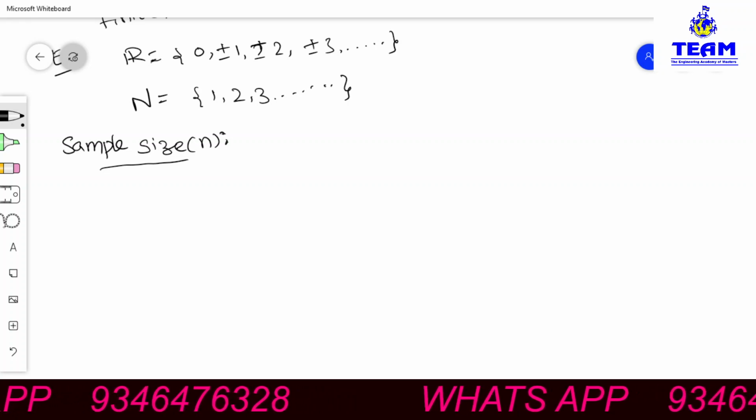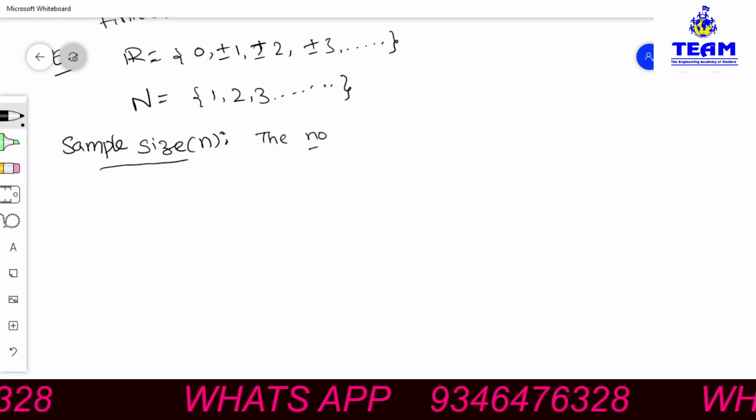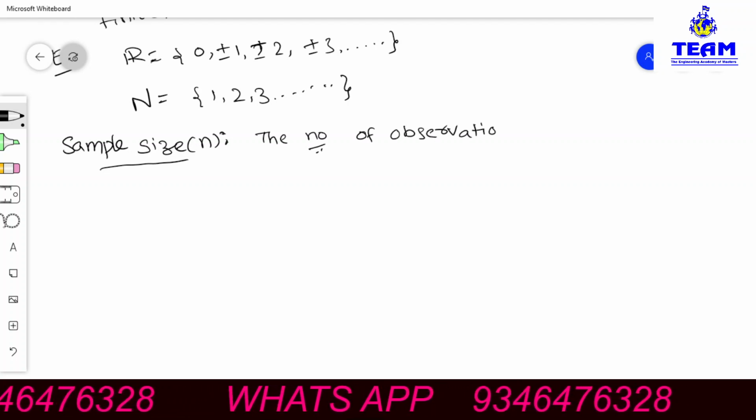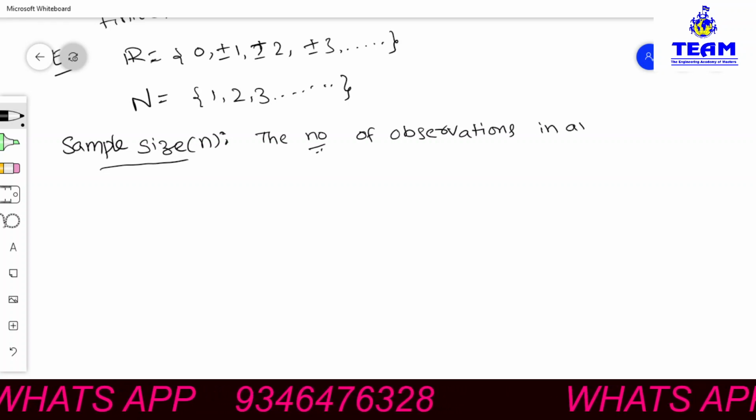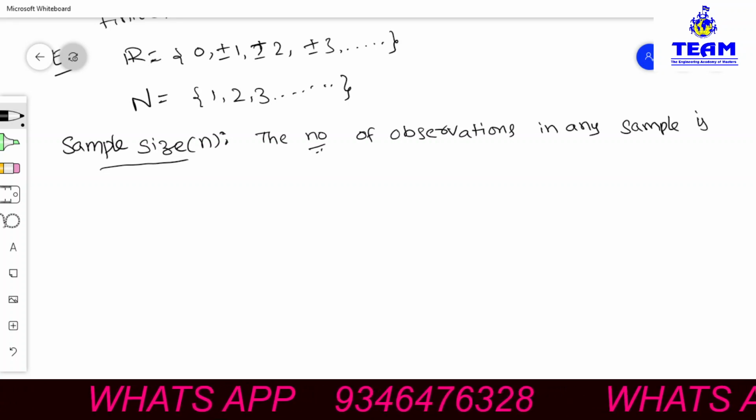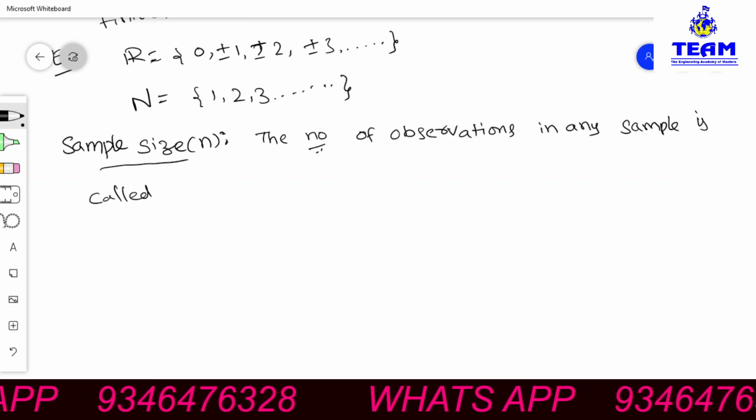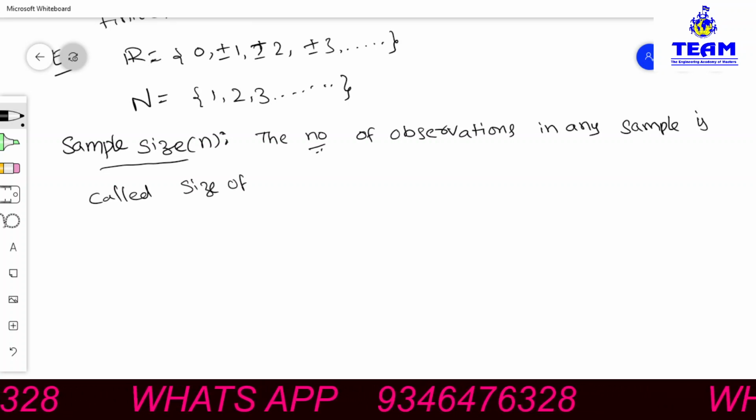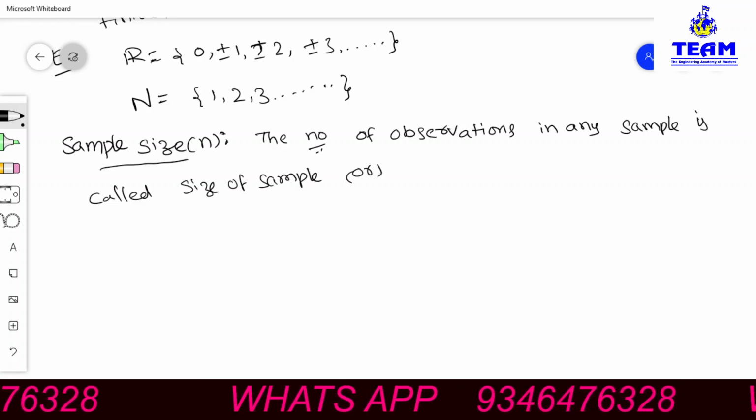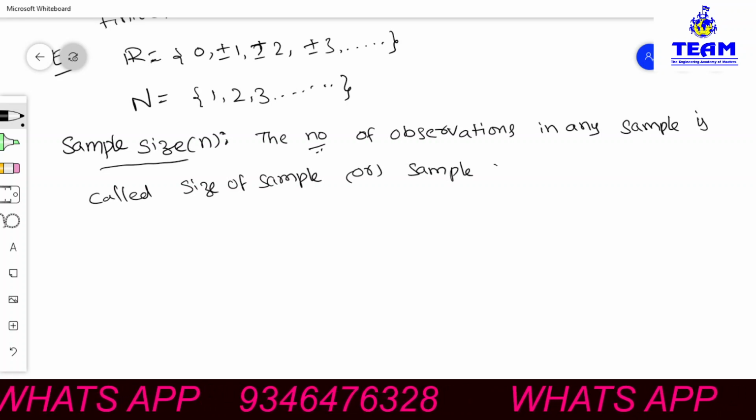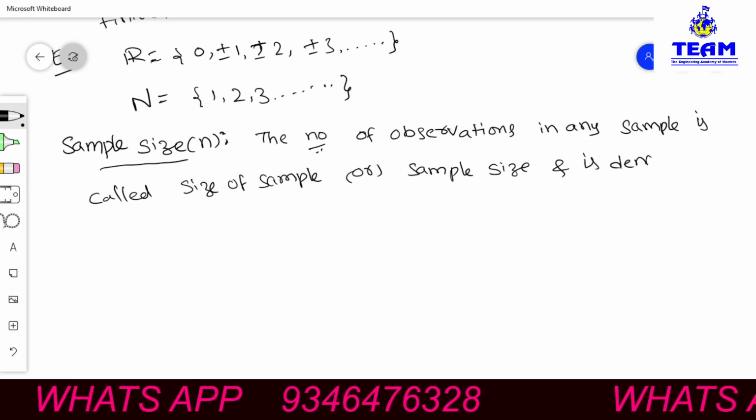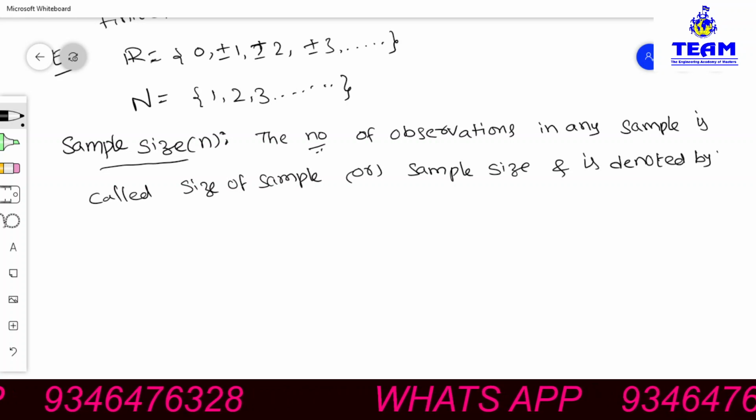So the number of observations in any sample is called size of sample or sample size, and is denoted by small n.